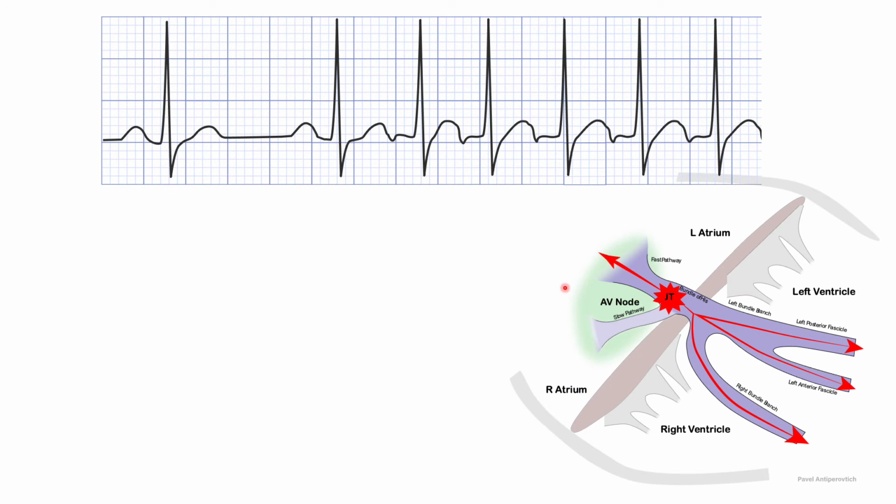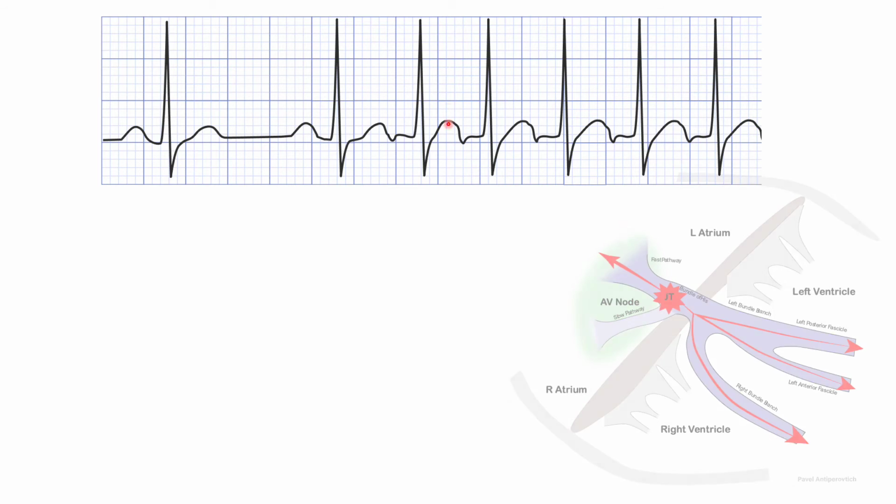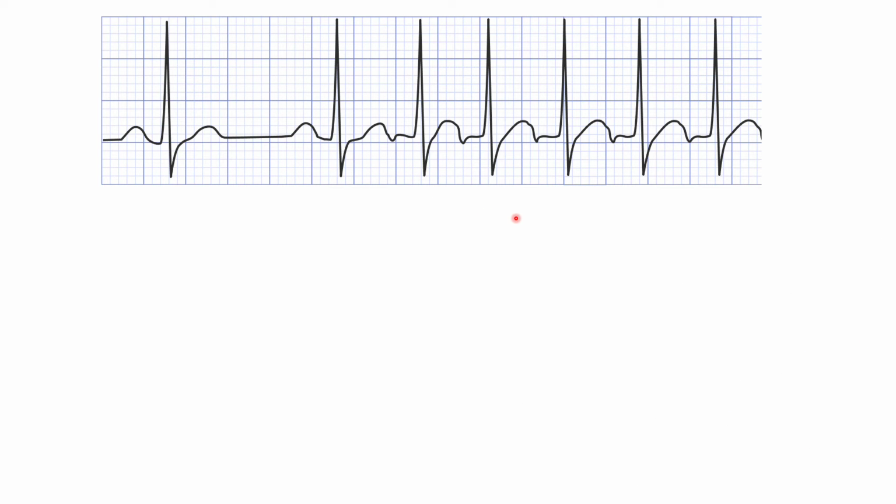And finally, in the case of JT, this could very well be the first evidence of a JT. If this JT focus sits very close to the atrial insertion of the AV node, it can come up and make a retrograde P wave, and then it can come down simultaneously and take longer to get to the ventricles to create the QRS. So yes, this could be explained by JT.